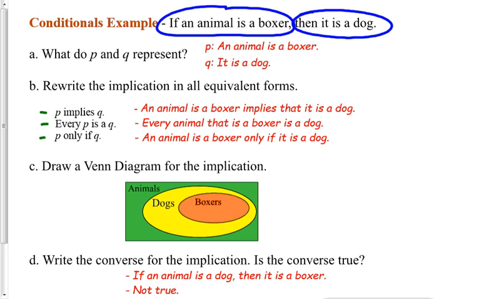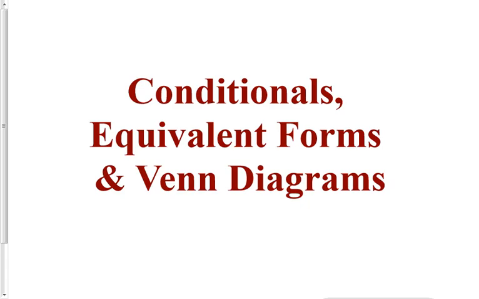So that's a review of conditional statements, their equivalent forms, and Venn diagrams. Now, it's going to be very important that we focus on understanding language moving forward as we start to create geometric proofs.